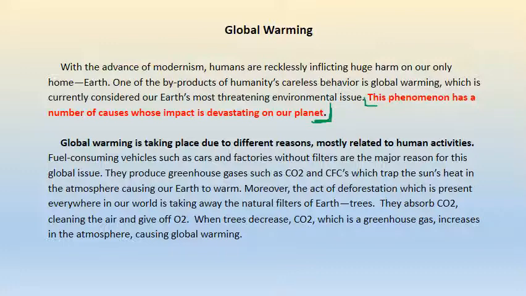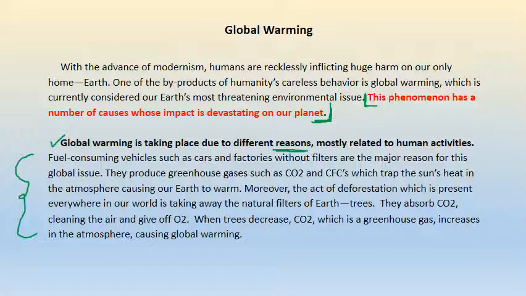This thesis statement, of course, suggests that my essay is going to be about the causes and effects of global warming. Now, how do I start the first body paragraph? Of course, with the topic sentence. And the topic sentence is the main idea of the paragraph. Global warming is taking place due to different reasons, mostly related to human activities. So, this paragraph is going to be about what?